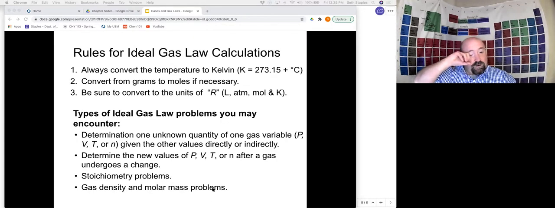A few things to know and to be aware of when you're using the ideal gas law. Again, always convert to Kelvin. You might be given grams. If you are given grams for your amount of the gas, you have to convert that to moles. So we know how to do that. And you'll also have to make sure that your units are matching up with your units of R, which are typically going to be liters, atm, moles, and Kelvin. So again, if you're given temperature in something besides Kelvin, convert that to Kelvin. If you're given volume in something other than liters, convert that to liters. If you're given pressure in something other than atm, convert it to atm, and so forth.